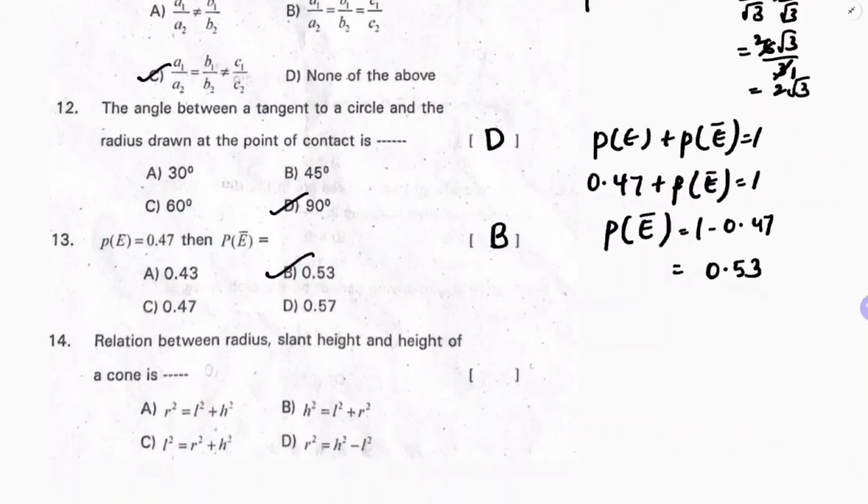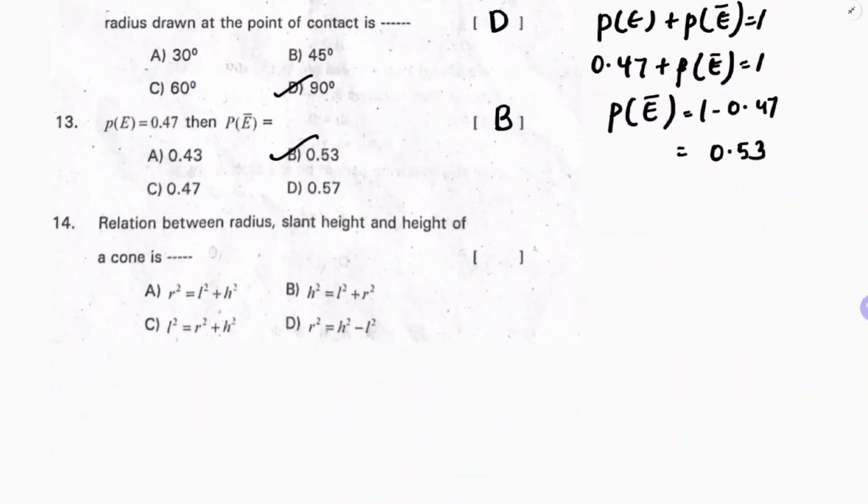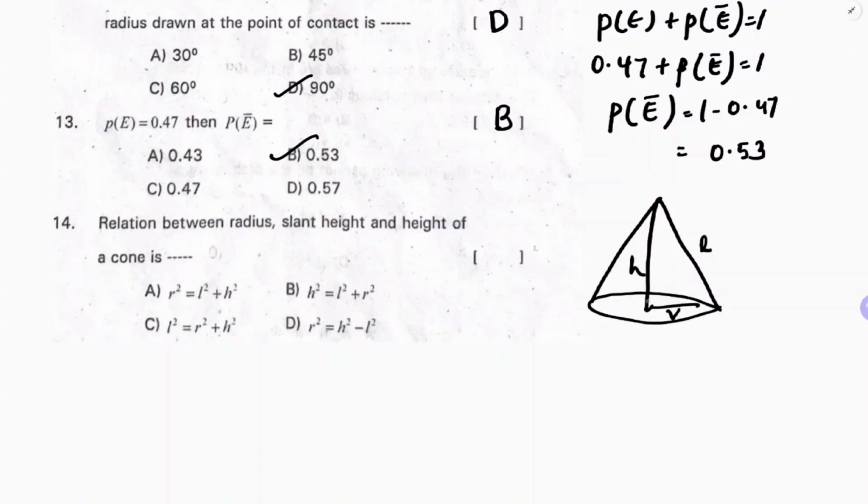Next, the relation between radius, slant height and height of a cone. See, if we consider this as a cone, this is radius, this is height, and this is slant height, and the angle here is 90. So if I apply the Pythagoras theorem, hypotenuse square equals sum of the squares of the other two sides. So l square equals h square plus r square. So the correct option is C. l square equals h square plus r square.